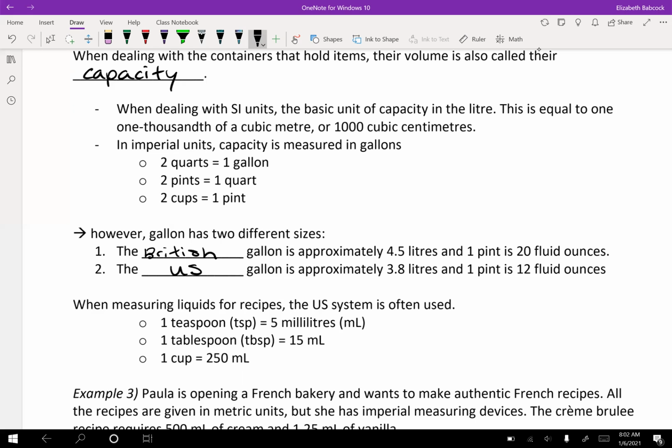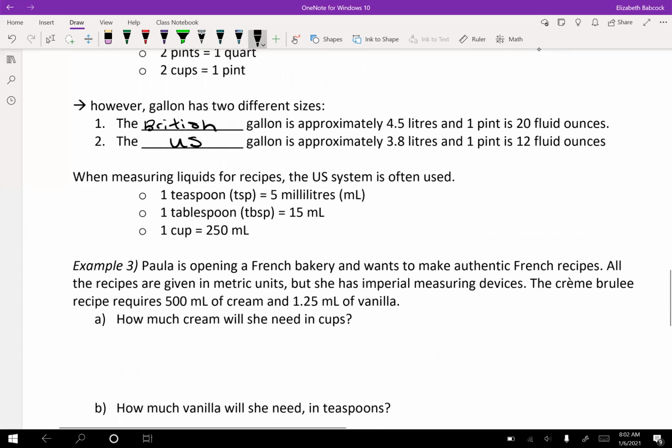Okay. So when measuring liquids for recipes, the US system is often used. Note that these all have been adjusted to make them easier numbers to deal with. In real life, 1 cup is not exactly 250 milliliters, but for the sake of conversions, they say that it is. Okay.